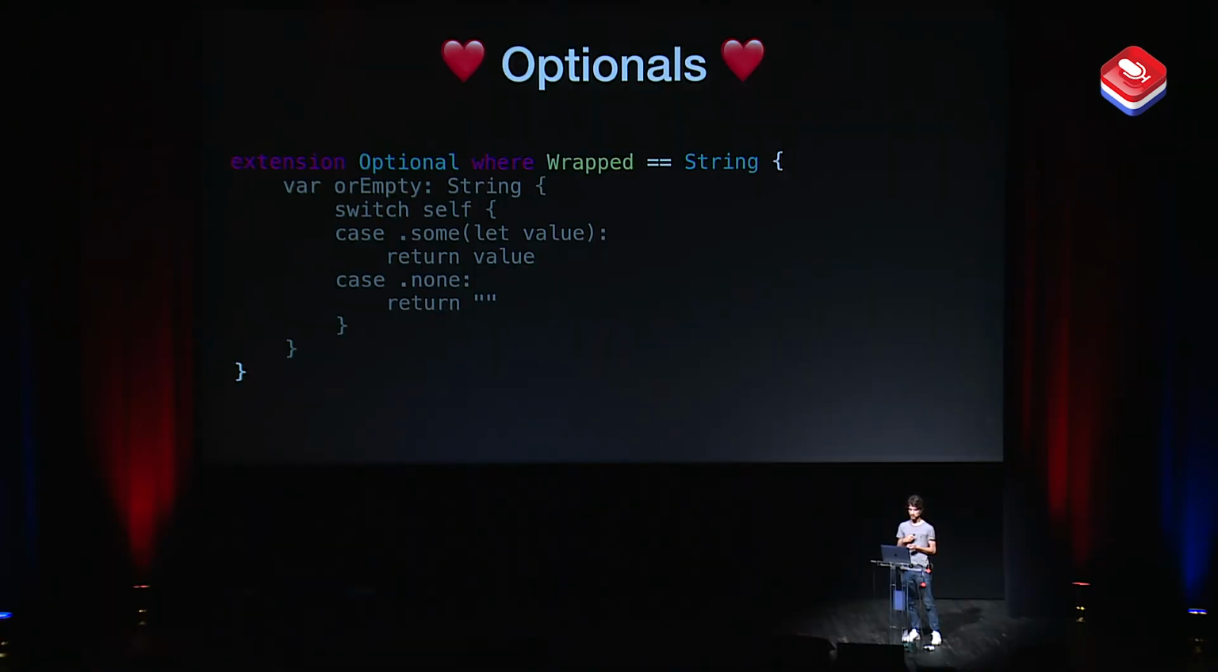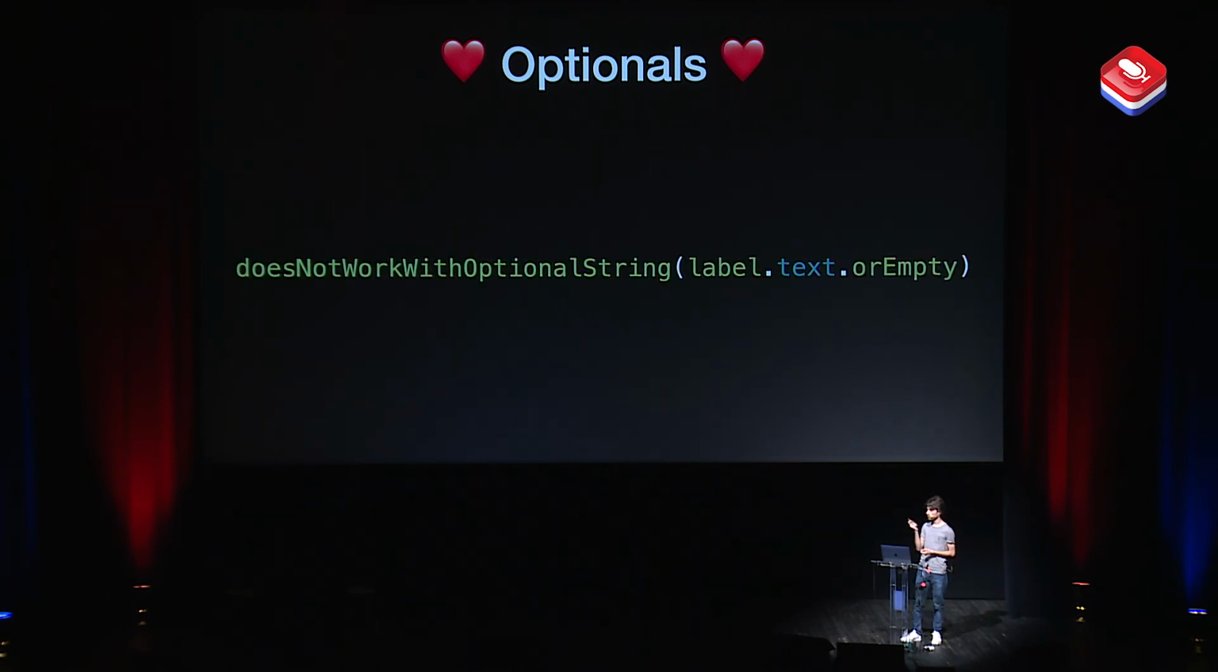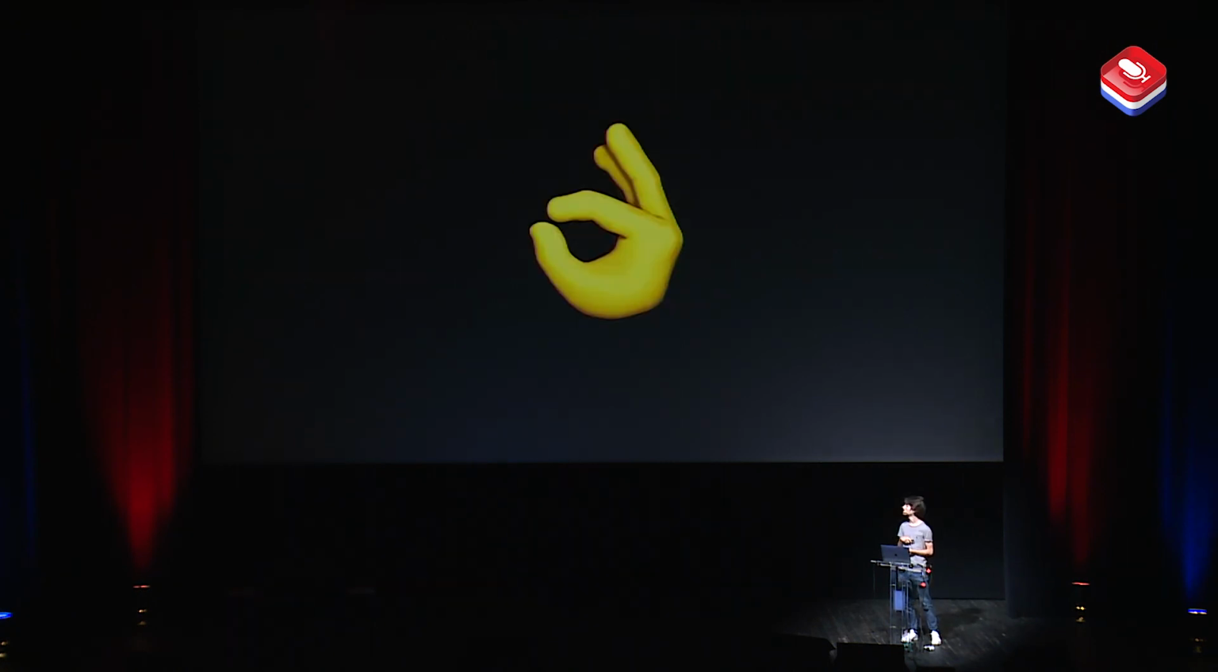What we are going to do is define an extension on optional when the wrapped value is a string. And we're going to define a computed property called orEmpty, and inside it's going to be pretty straightforward. We're going to switch on self, because remember, optional is just an enum. And for the case where there is an actual value within the optional, we just return the value. When there is no value, we return the empty string. And this way, now we have code that looks much nicer. It doesn't feel like a code smell, and we can be really happy with our code.